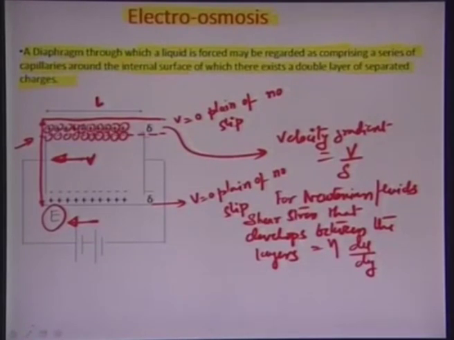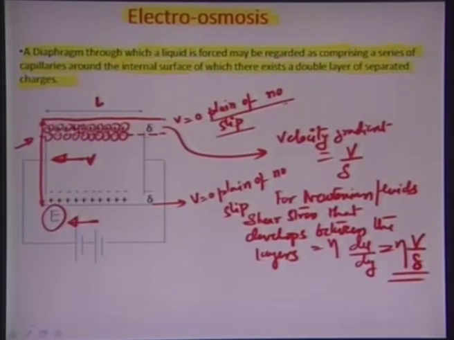So let us think about this case here where this particular Helmholtz layer has started moving. Before it starts to move, it has to undergo the necessary shear stress to create this velocity gradient V by delta. So in this case the stress can be represented as eta times V by delta. This is the amount of force per unit area needed to shear the outer Helmholtz plane with respect to this layer of no slip, which is present close by as the inner solvation shell close to the surface.